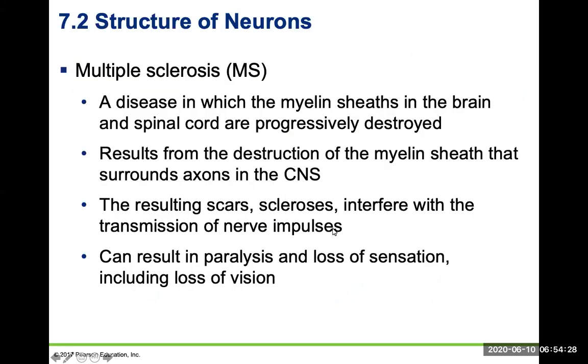Multiple sclerosis is a disease in which the myelin sheaths in the brain and spinal cord are progressively destroyed over time. It results from the destruction of the myelin sheath that surrounds axons in your central nervous system. The resulting scars, scleroses, can interfere with the transmission of nerve impulses, and it can result in paralysis and loss of sensation in your limbs, including loss of vision. For some reason, MS most often, not always, affects women in their late 30s, early 40s. It's a progressive disease. It gets worse slowly with time. There's no cure for it. You can just manage it, manage the pain.